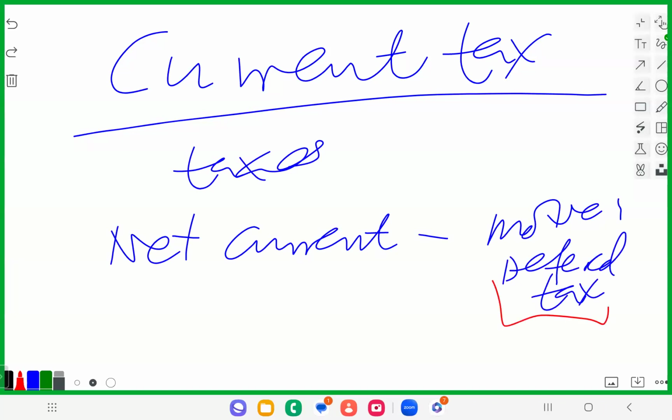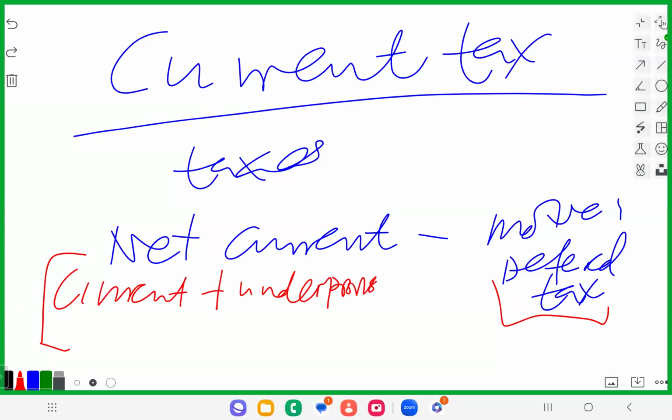But what forms the net current tax? That's the question. So the net current tax is made up of the following. It is the current tax plus under provision. If there is an under provision when you check, add that under provision. Then if there is an over provision, subtract the over provision from the current tax. Once you do that, you will have the net current tax.